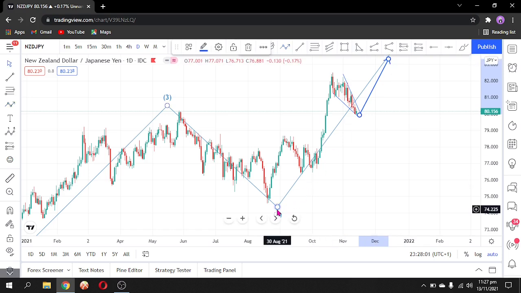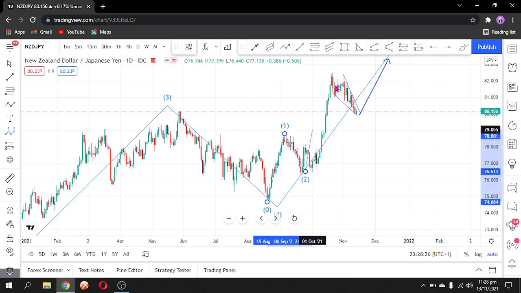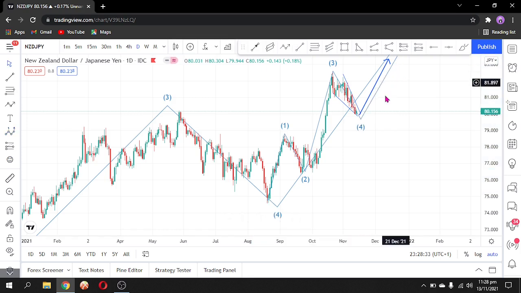Now on the smaller scale, from this point to this point is the last impulsive move on the higher time frame. And now on this chart, this will be our first impulsive move, the second, the third, fourth, and then the last. So we still have a bullish move after this triangle. So New Zealand JPY will be bullish this week.